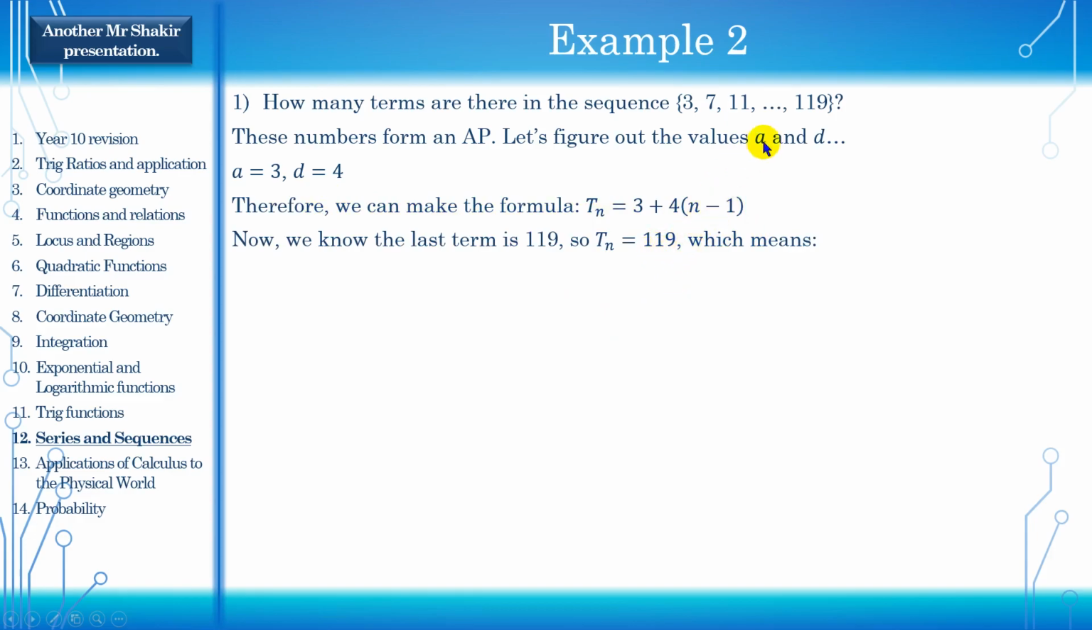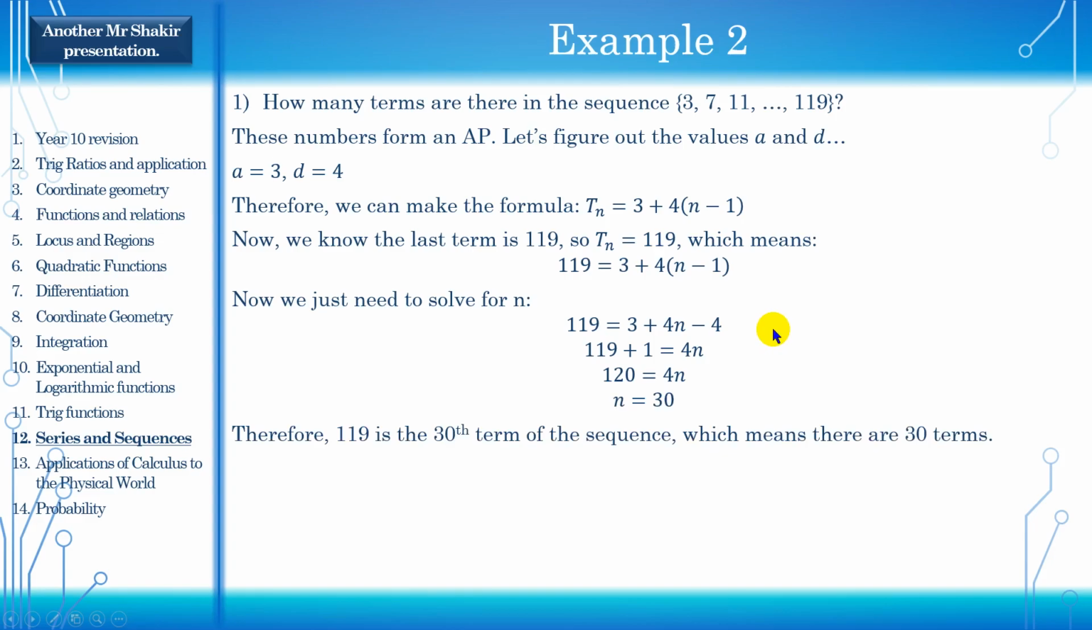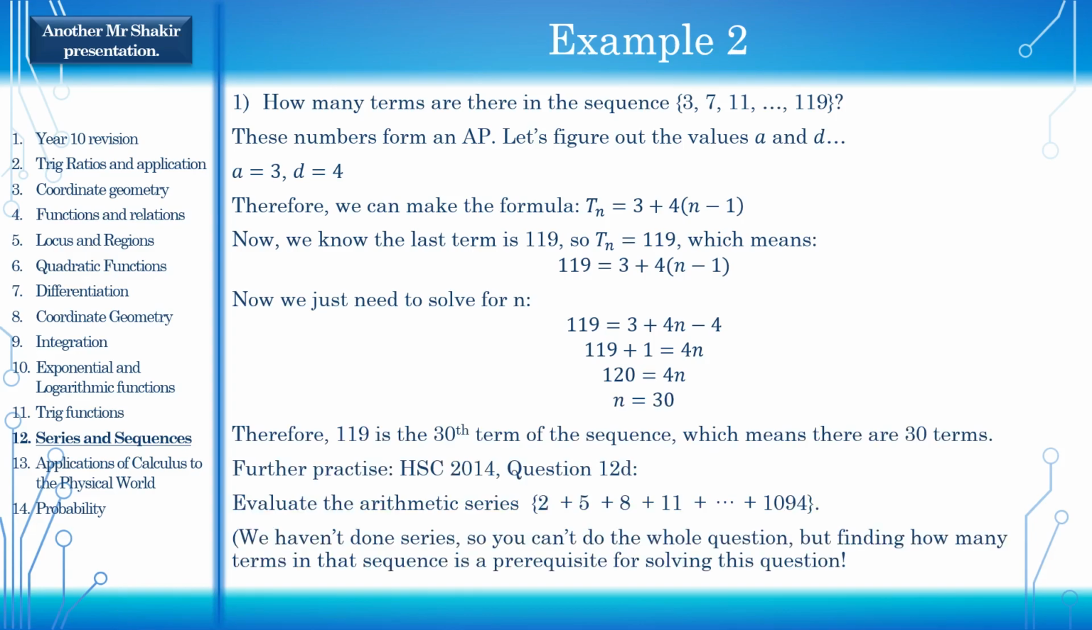Now we know the nth term is 119. We just need to find out what n is, right? So 119 is equal to 3 plus 4 times n minus 1. Algebraically solve it, and easy. Therefore, 119 is the 30th term of the sequence, which means there are 30 terms.